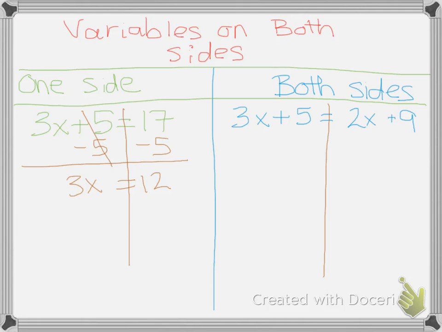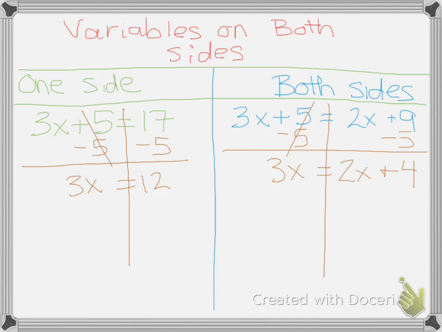We could get rid of that 5 first, so actually let's do that so we can compare them a little more easily. So I just do the inverse to get rid of it, and that should say minus. We do the inverse to get rid of that term or to move it to the other side. So now we have 3x equals 2x plus 4. Now it's really clear the difference, because on the equation with a variable on one side we have 3x equals 12, but on the equation with the variables on both sides we have 3x equals 2x plus 4.